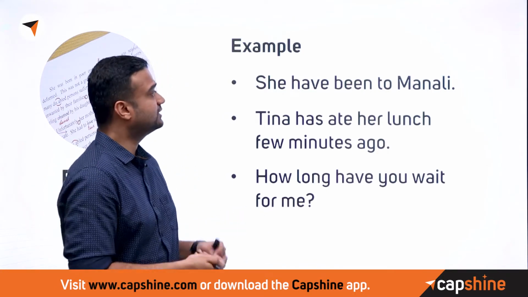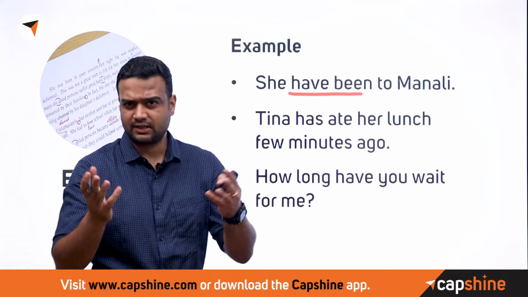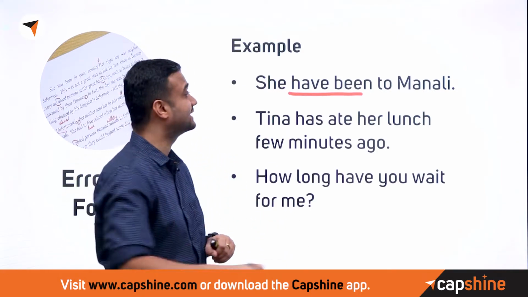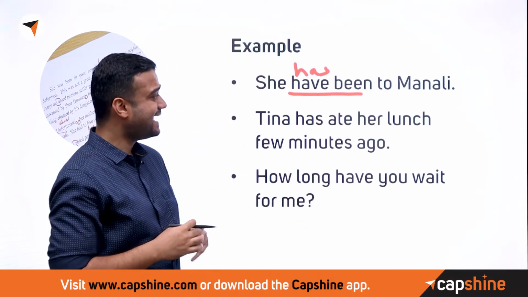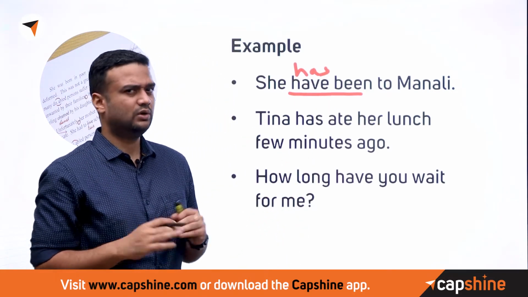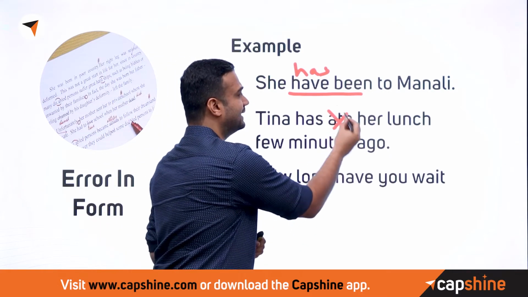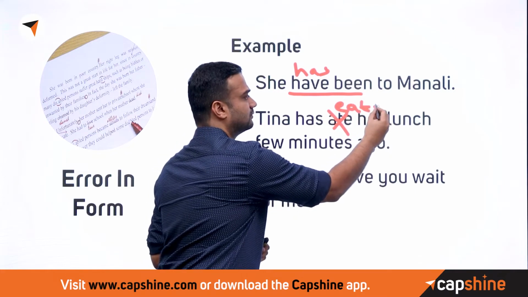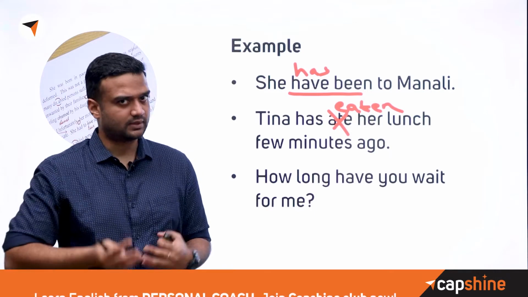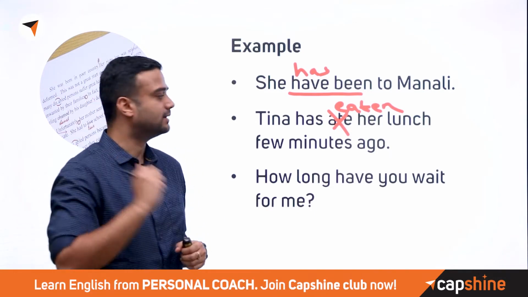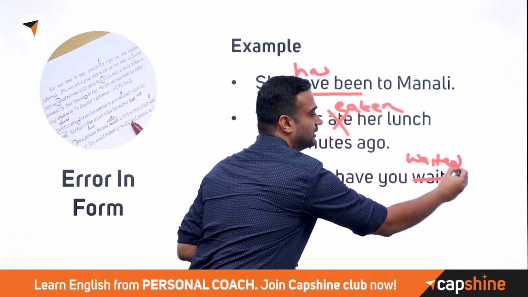For example, if you say "she have been to Milan," then that's wrong. Can you think about what the correct form is? It's "she has been to Milan." "Tina has ate her lunch few minutes ago." What's wrong here? Well, it's a problem with form. It's not "ate," it's "eaten." And of course, "how long have you wait for me?" Can you guess what the correct form here is? Well, it's "how long have you waited for me?"